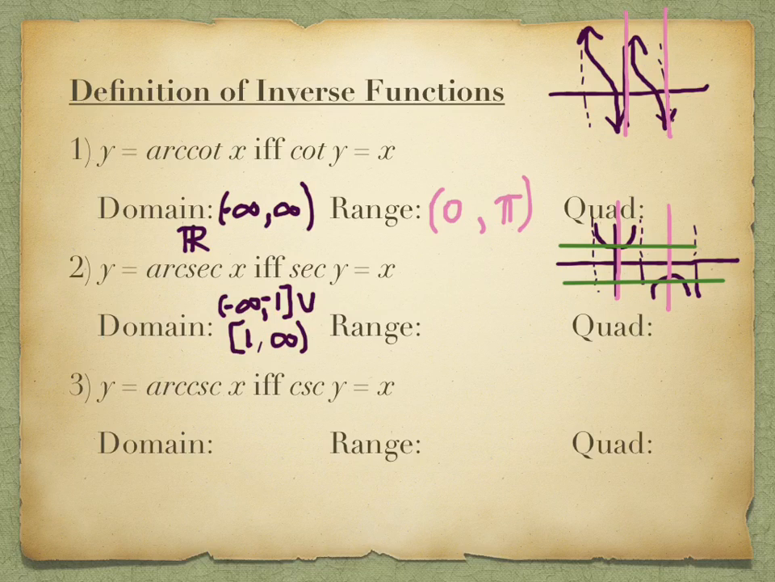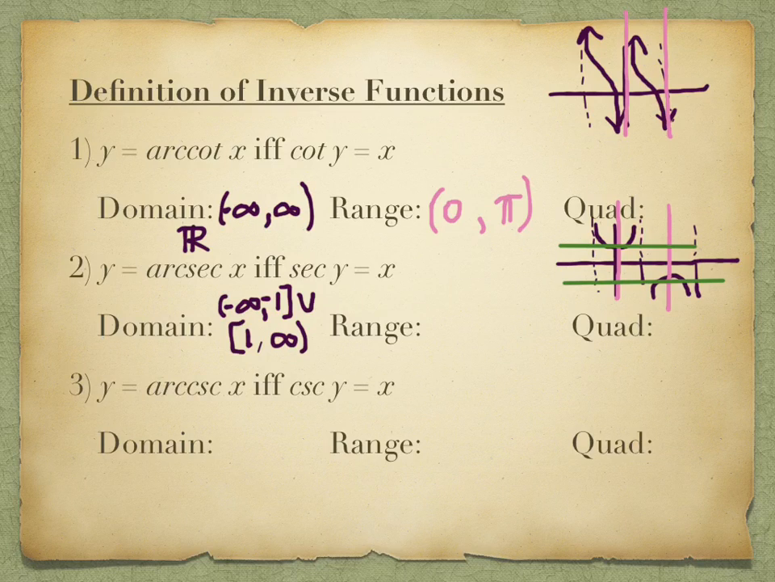So if you start at the bottom of the graph and you go up, you've got all the range values you want until you get to negative 1. And then you have a gap, because that's the gap where cosine would be. And then you pick up with range values again once you get to 1 and go on up from there. All right? So that's my domain for arcsecant: negative infinity to negative 1, union 1 to infinity.